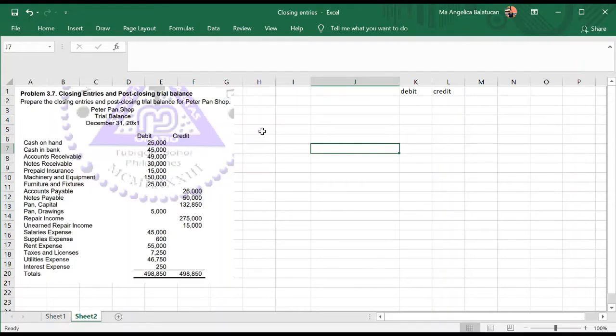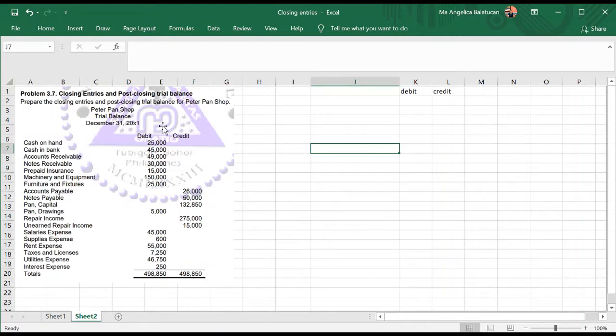So for today, I will be showing you how to prepare the closing entries and also the post-closing trial balance for the given problem. This is for Peter Pan shop that is found in problem 3.7 in your handbook.